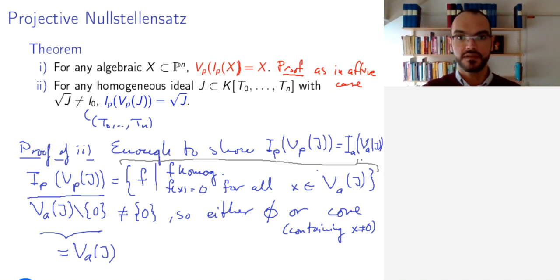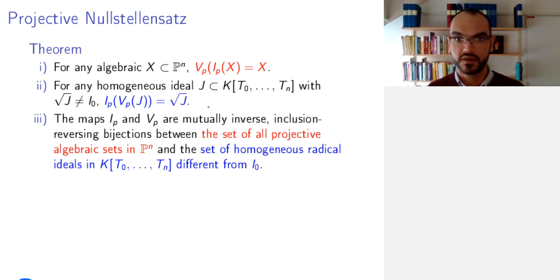Putting these statements together, we can, as before, deduce the appropriate bijection. In our case, we have shown that IP and VP are mutually inverse inclusion reversing bijections between the set of all projective algebraic sets in Pn and the set of all homogeneous radical ideals in the polynomial ring that are not equal to this ideal I0 generated by the indeterminates. The details that were left out of this third part I leave as an exercise.